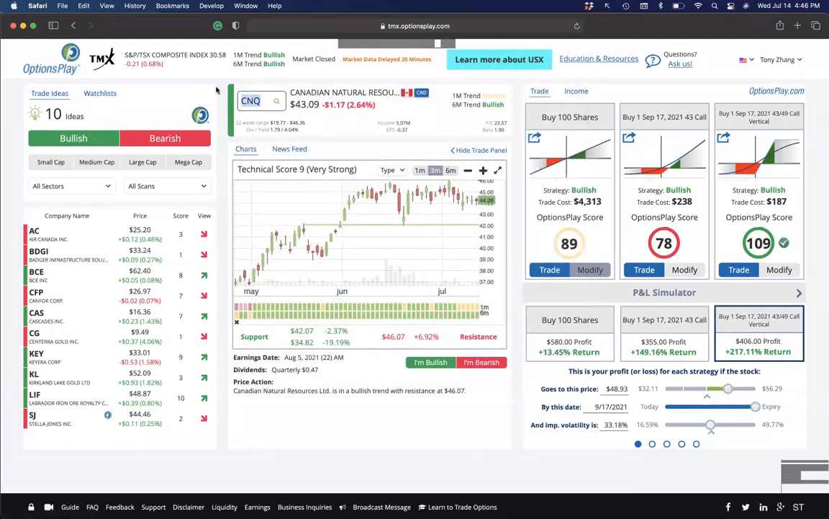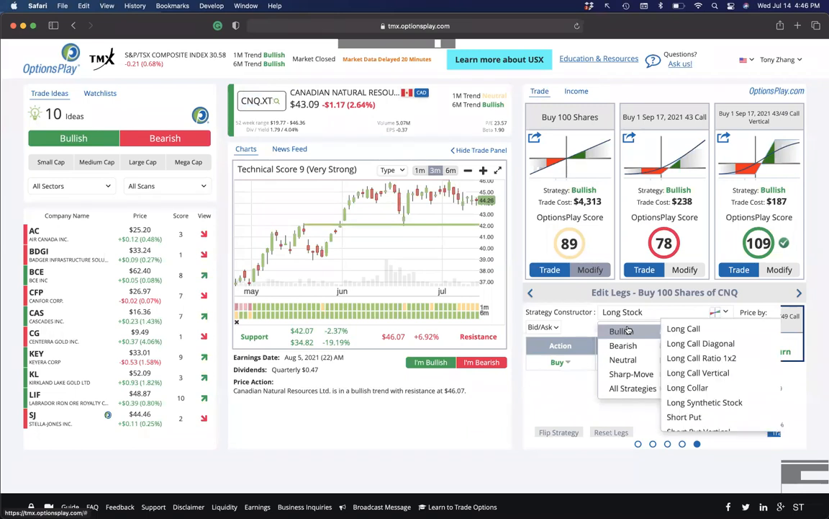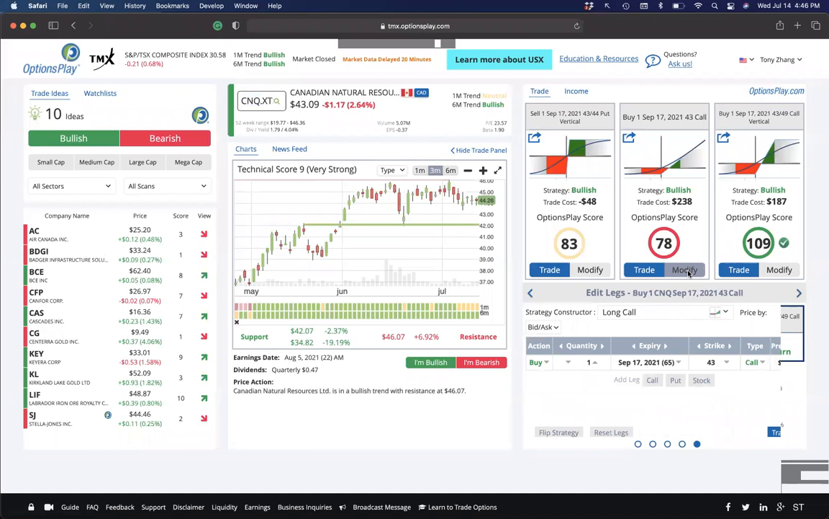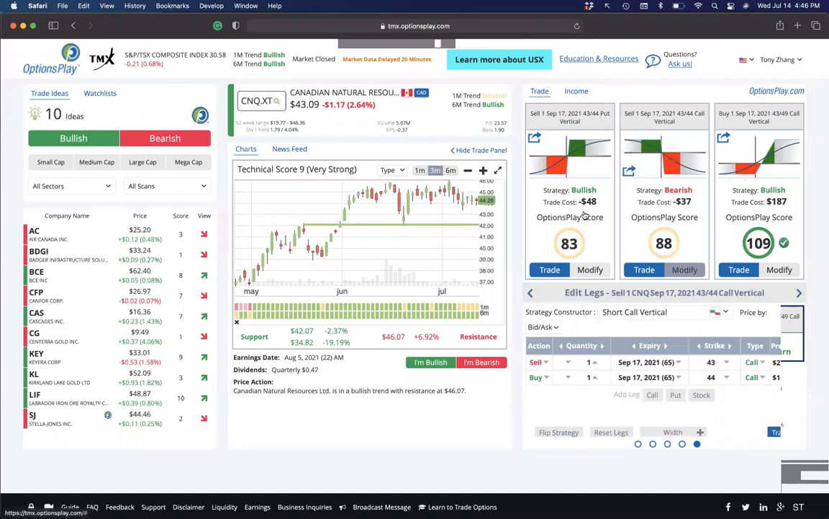This is the trade that we were looking at earlier. And if we were to set up a vertical spread, you can click on modify for any strategy, and you can use our strategy constructor. So if you're bullish, you're looking for a short put vertical. If you're bearish, you can look for a bearish short call vertical. We'll look at both just to show you how to set them up. And then what we're going to do is modify them.